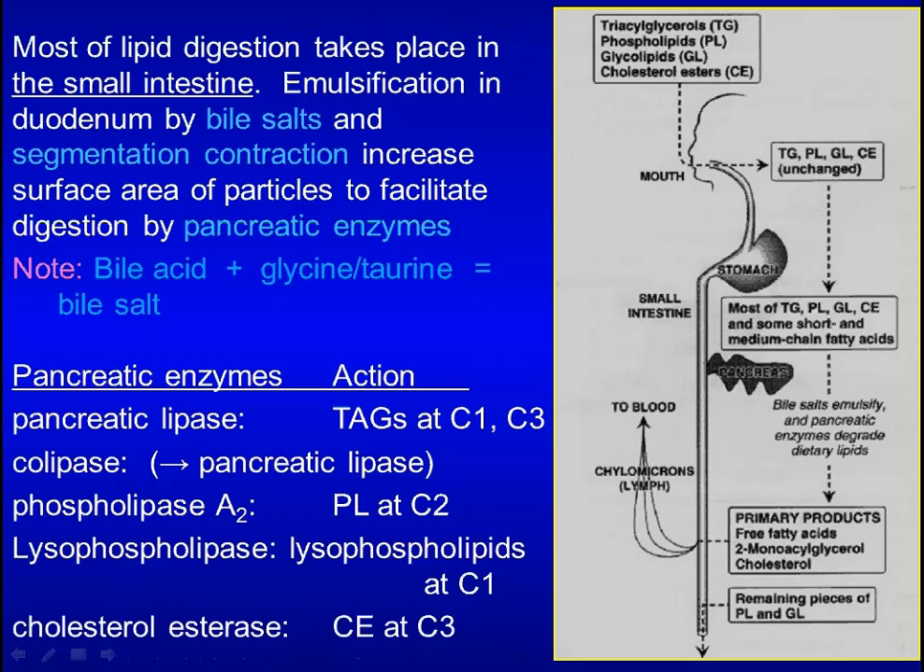The enzymes and their actions are summarized on this slide. Here, colipase helps pancreatic lipase in digestion of TAGs. Phospholipase A2 and lysophospholipase are the two lipases that cleave fatty acids from phospholipid at the C2 and C1 positions, respectively.